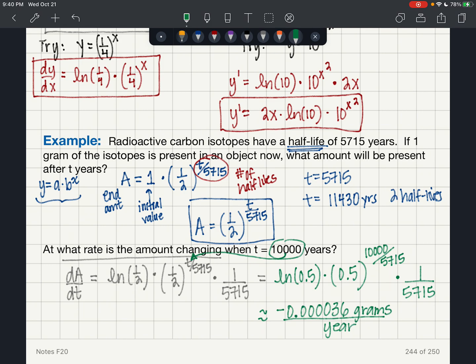Now, what does the negative mean? This negative means that the amount is changing by decreasing. So the change is decreasing, meaning it is decreasing. And then what's it decreasing by? 0.00036 grams per year.